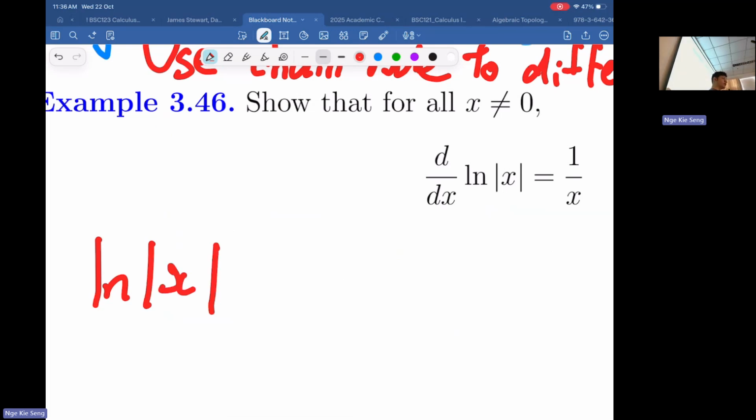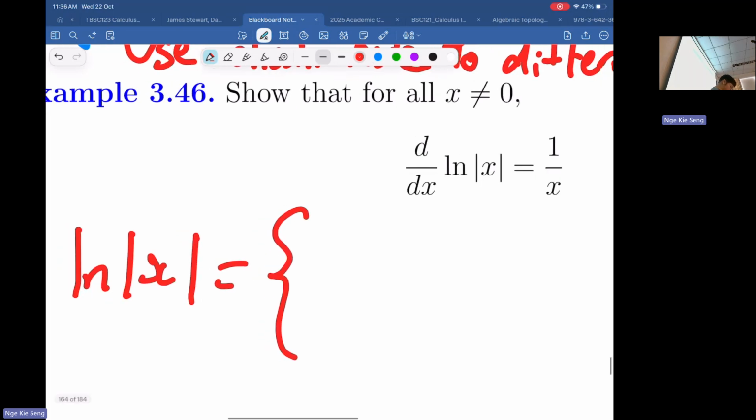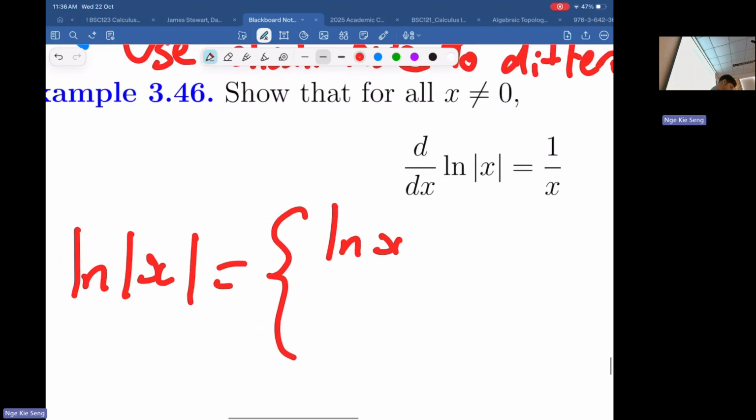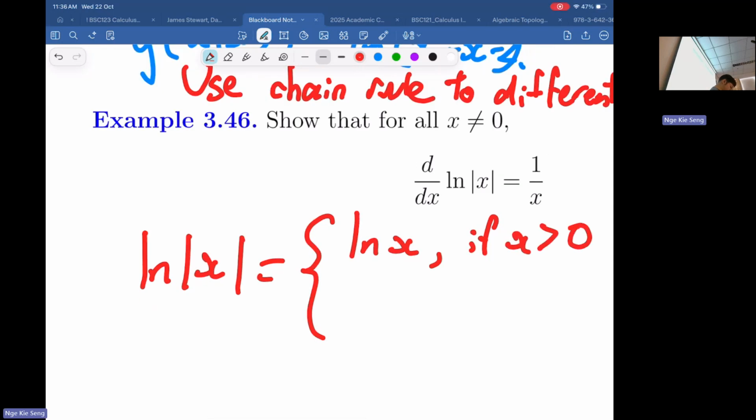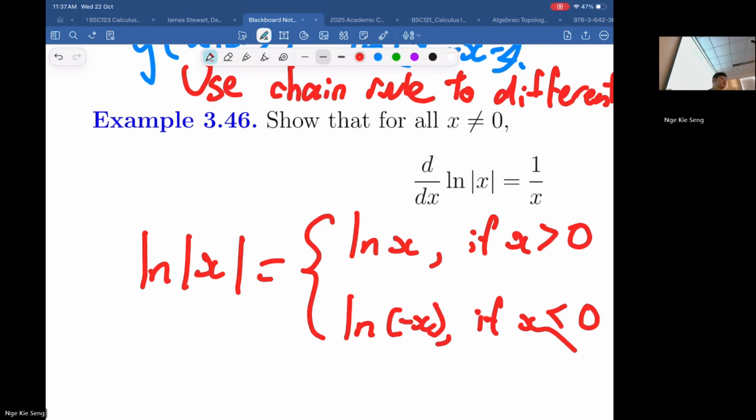So there are two definitions, right? ln modulus x is equal to ln x if x is greater than 0, and ln of minus x if x is less than 0. Can we take 0? No, right, because ln isn't defined at 0. So we have these two cases here.